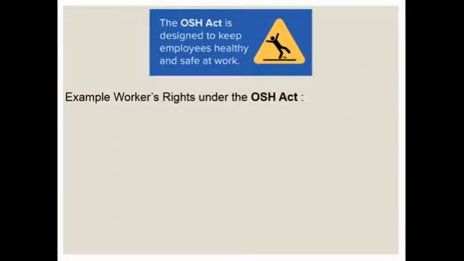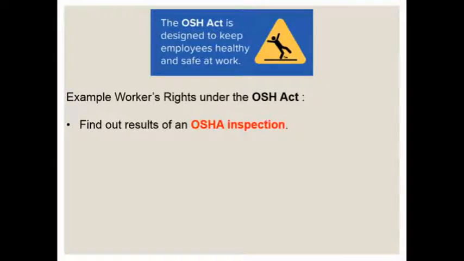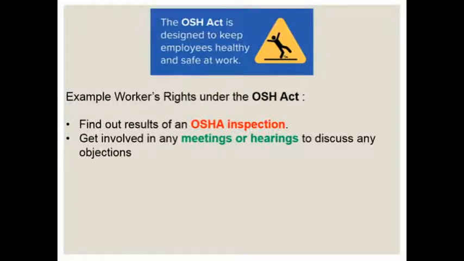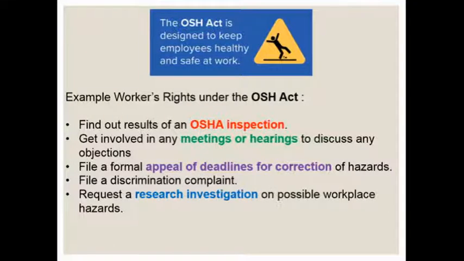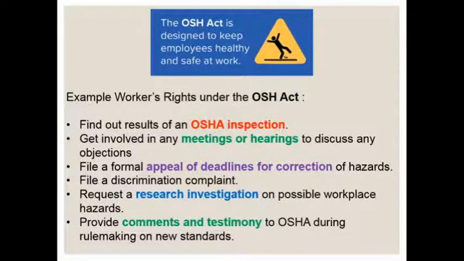The following is an example of workers' rights under OSHA. First, final results of an OSHA inspection. Second, get involved in any meetings or hearing to discuss any objections. Third, file a formal appeal of deadlines for correction of hazards. Fourth, file a discrimination complaint. Fifth, request a research investigation on possible workplace hazard. Sixth, provide comments and testimony to OSHA during rulemaking on new standards.